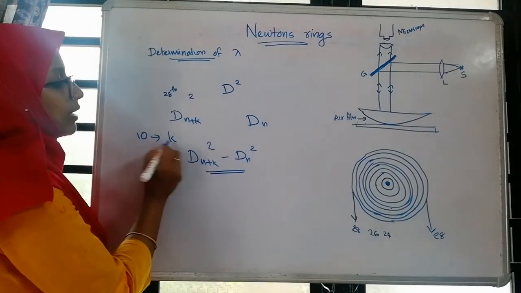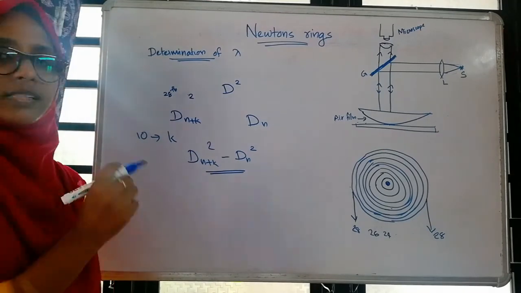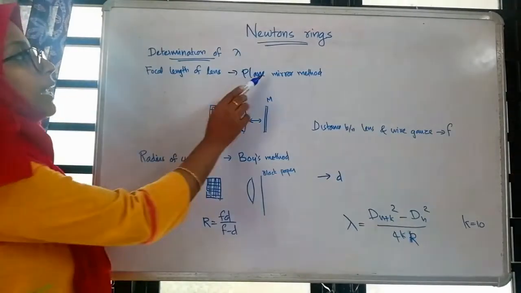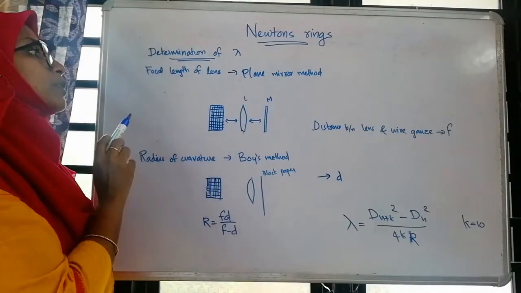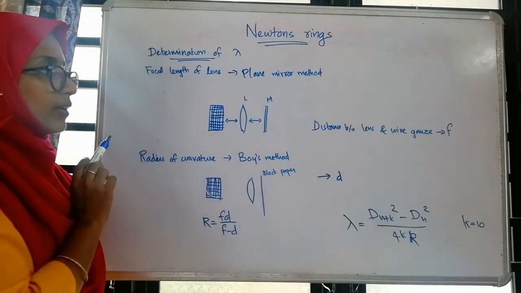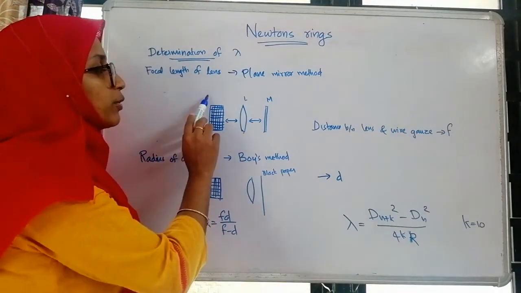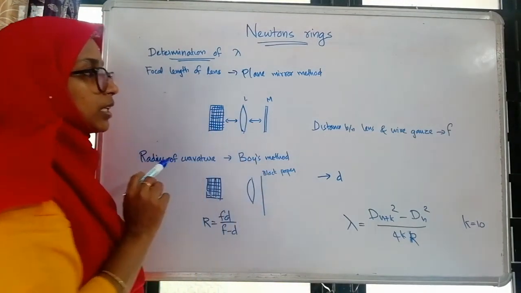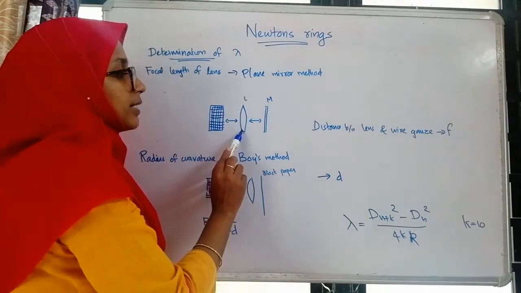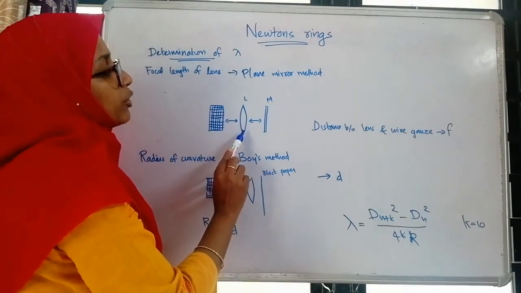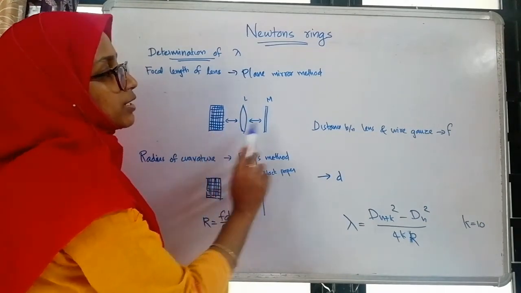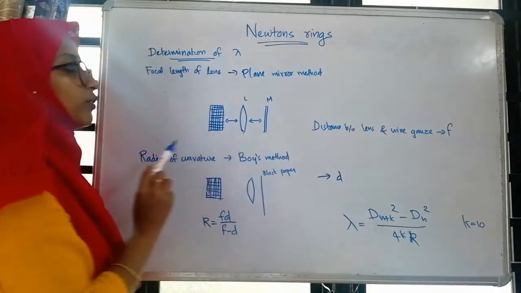Actually, we are taking the k value as 10, that is, we are calculating the 10th difference of diameters. The plane mirror method is used for the experimental calculation of the focal length of the lens here. A wire gauze having a screen is placed here, along with a convex lens and a mirror. The lens is moved to get a clear image of the wire gauze, and at that time the distance between the lens and the wire gauze is measured. That is the focal length of the lens.